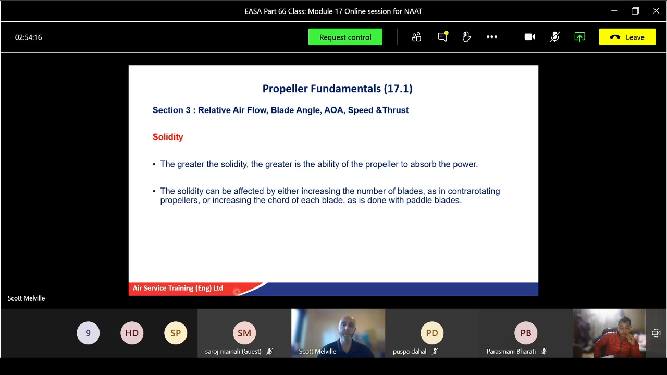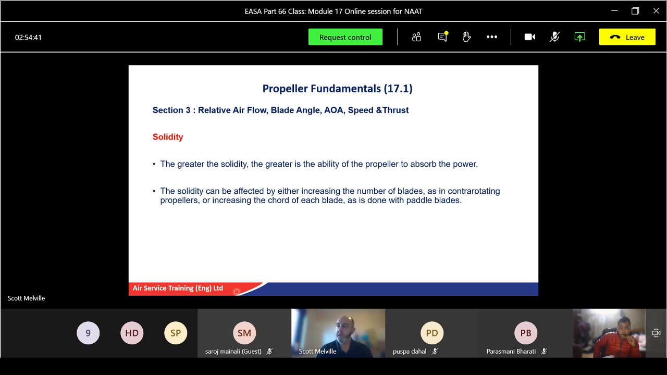Now, solidity can be affected by increasing, like we saw before, the number of blades, as in contra-rotating propellers. What we mean by contra-rotating is we've got one disc, maybe 2 or 3 propellers, then directly behind that, another disc going in the opposite direction. So contra-rotating means 2 sets of propellers on the same hub, or same axis, but one's going one way and the other's going the opposite way. Some specialist military aircraft definitely have them.